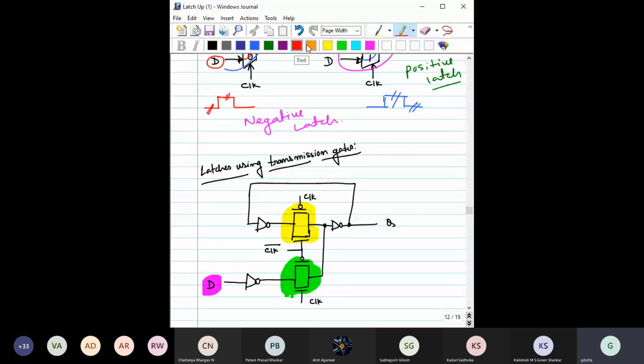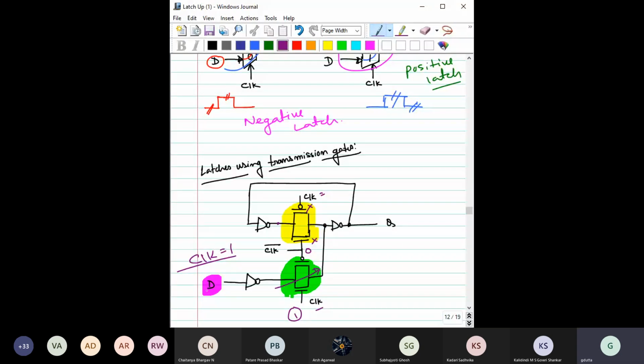Say when clock equals 1, that would be easier first. So when clock equals 1, what will happen to this pass transistor? This is 1 and this is 1 bar, which means 0, so this is now transparent. What about this pass transistor? Here clock is equal to 1, so this PMOS is off. This is clock bar, so this is 0, so this transistor is also off. So this is in an off state, which means there is no connection between this and this.